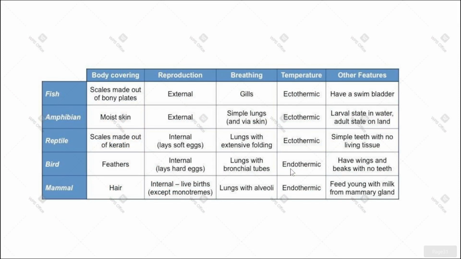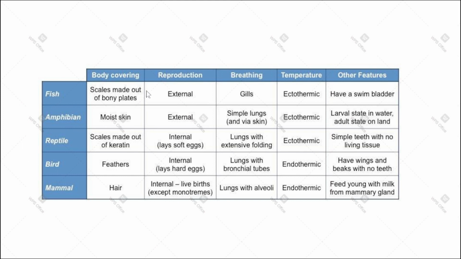So now we have completed the invertebrates. Now it is time for the vertebrates. Chordata is itself a phylum, and it comprises several classes: fishes, amphibians, reptiles, birds, mammals. Fishes have scales made out of bony plates. Reproduction is external. Breathing is done by gills. Temperature is ectothermic, and they have features such as a swim bladder.